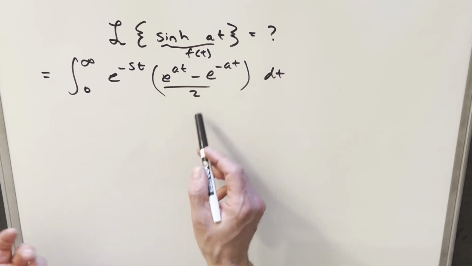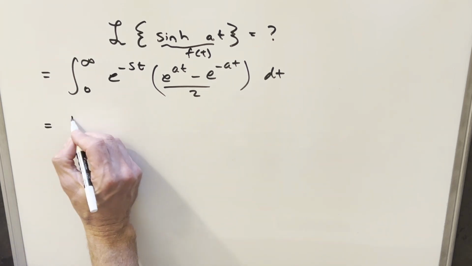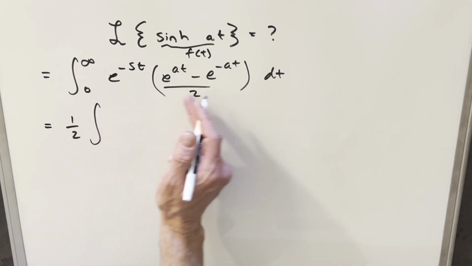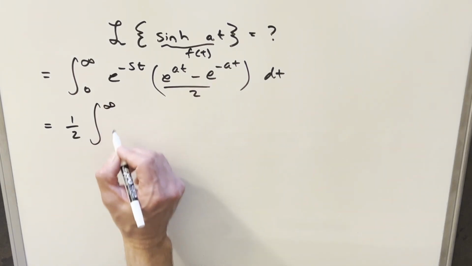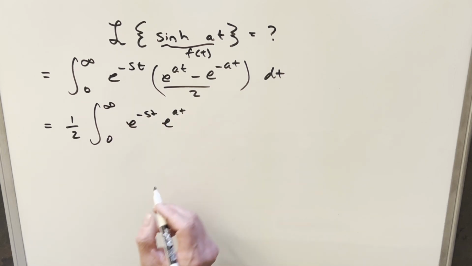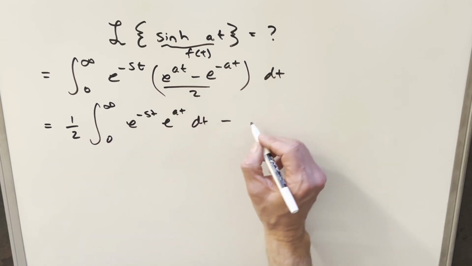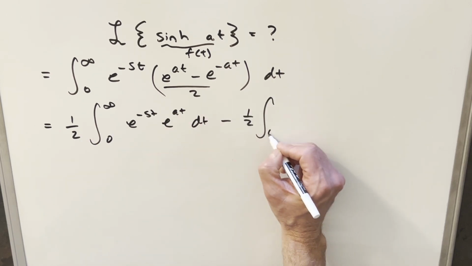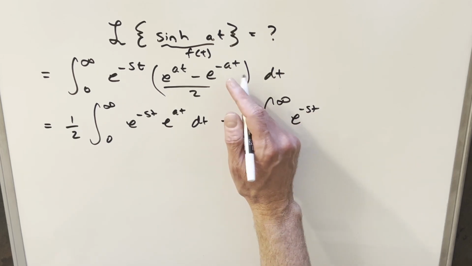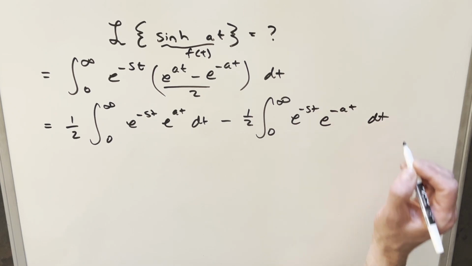So continuing on from here, we have the 2 in the denominator, so I can bring that out front of this integral, and we'll have a 1/2 in front. Then I can split this into 2 integrals on this minus sign. For the first one, we'll have e to the minus st times e to the at, and then a dt, and a minus between them. I still need to distribute in the 1/2. And then for the second integral, we're going from 0 to infinity, e to the minus st times e to the minus at dt.